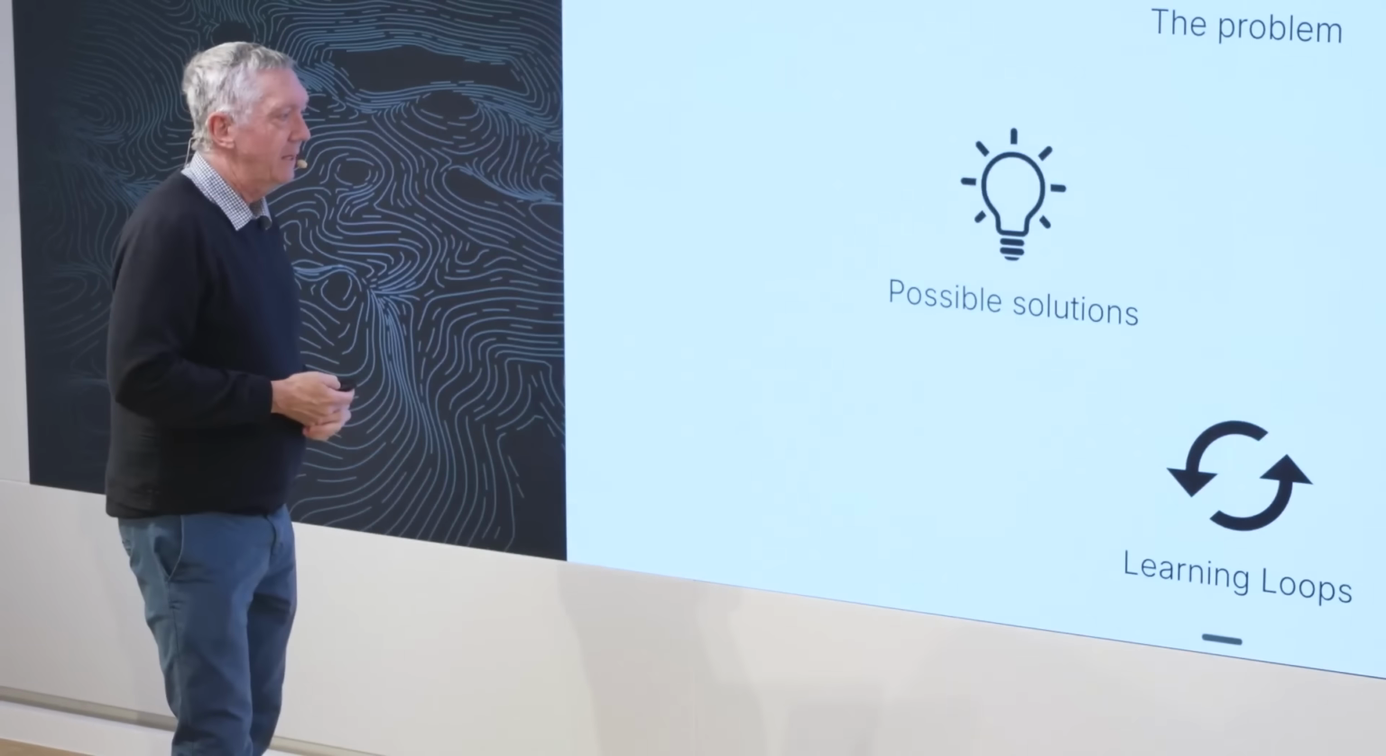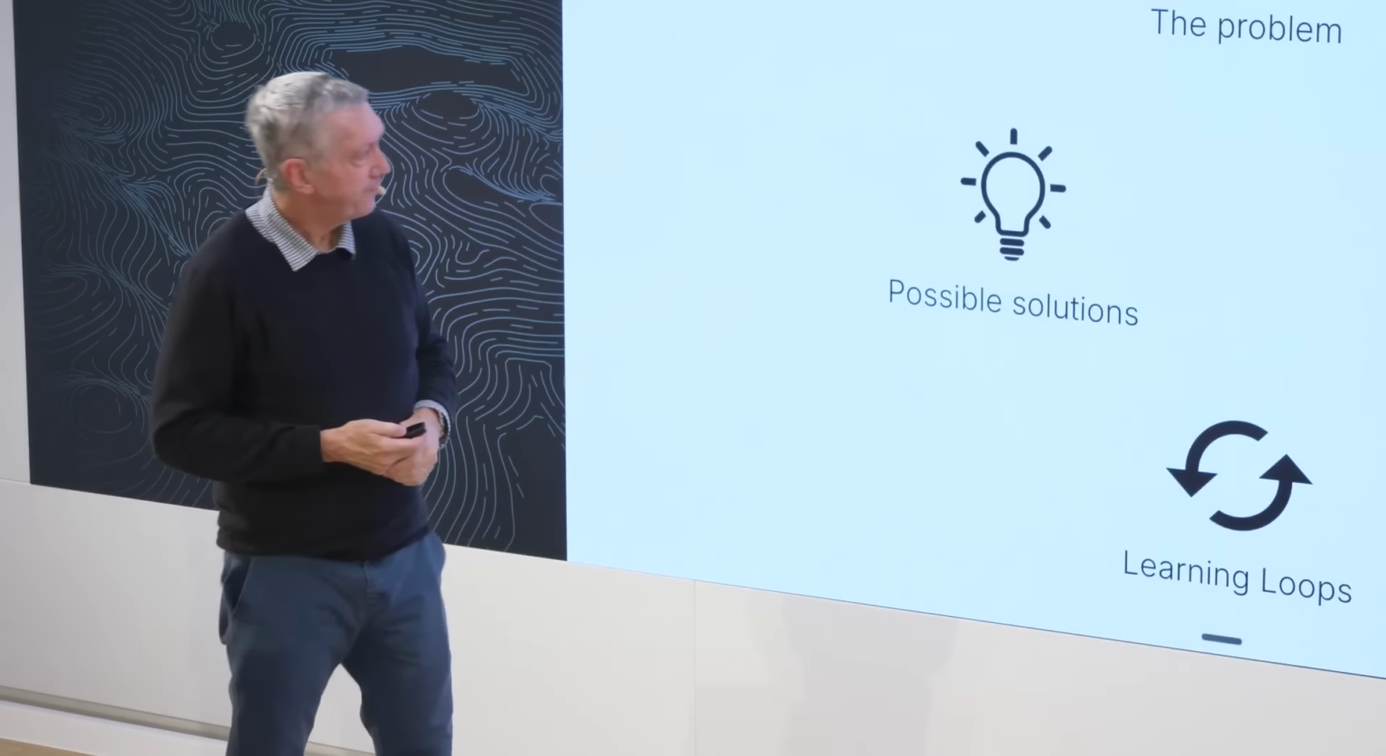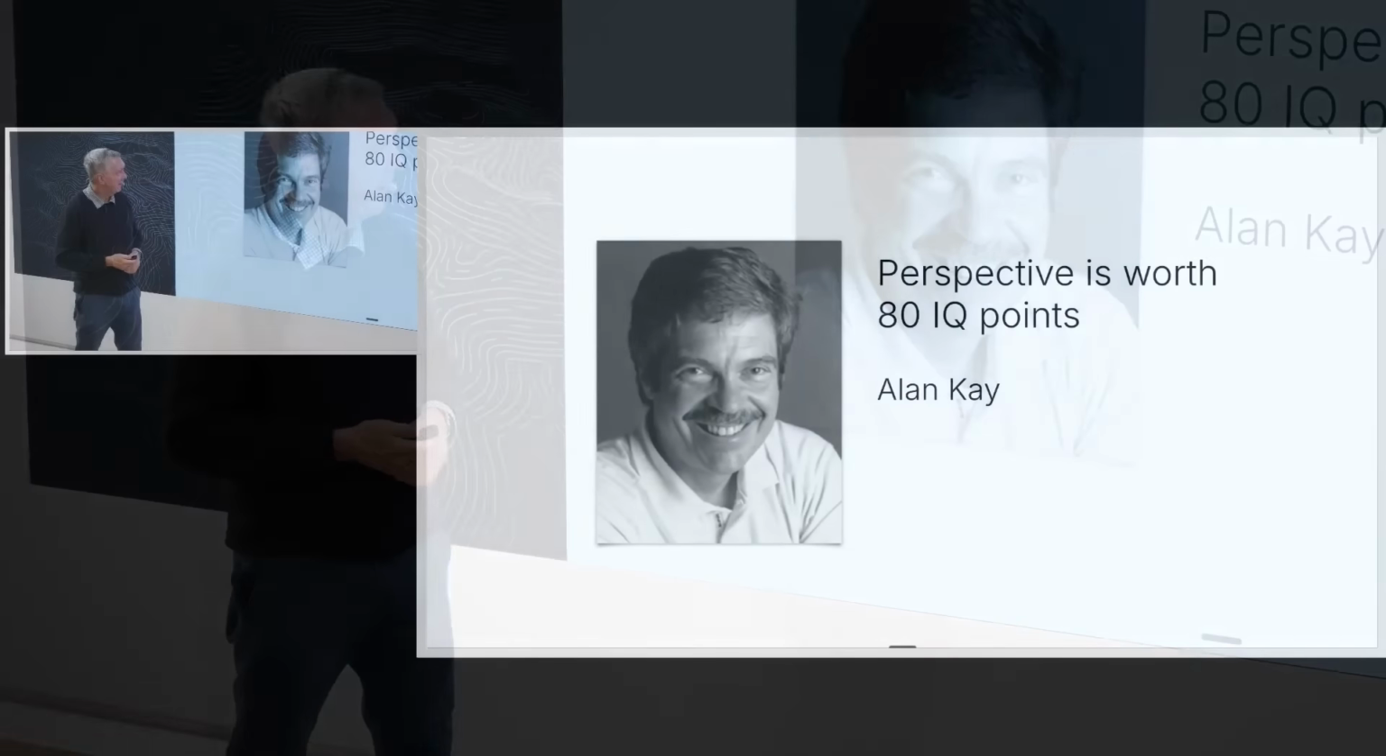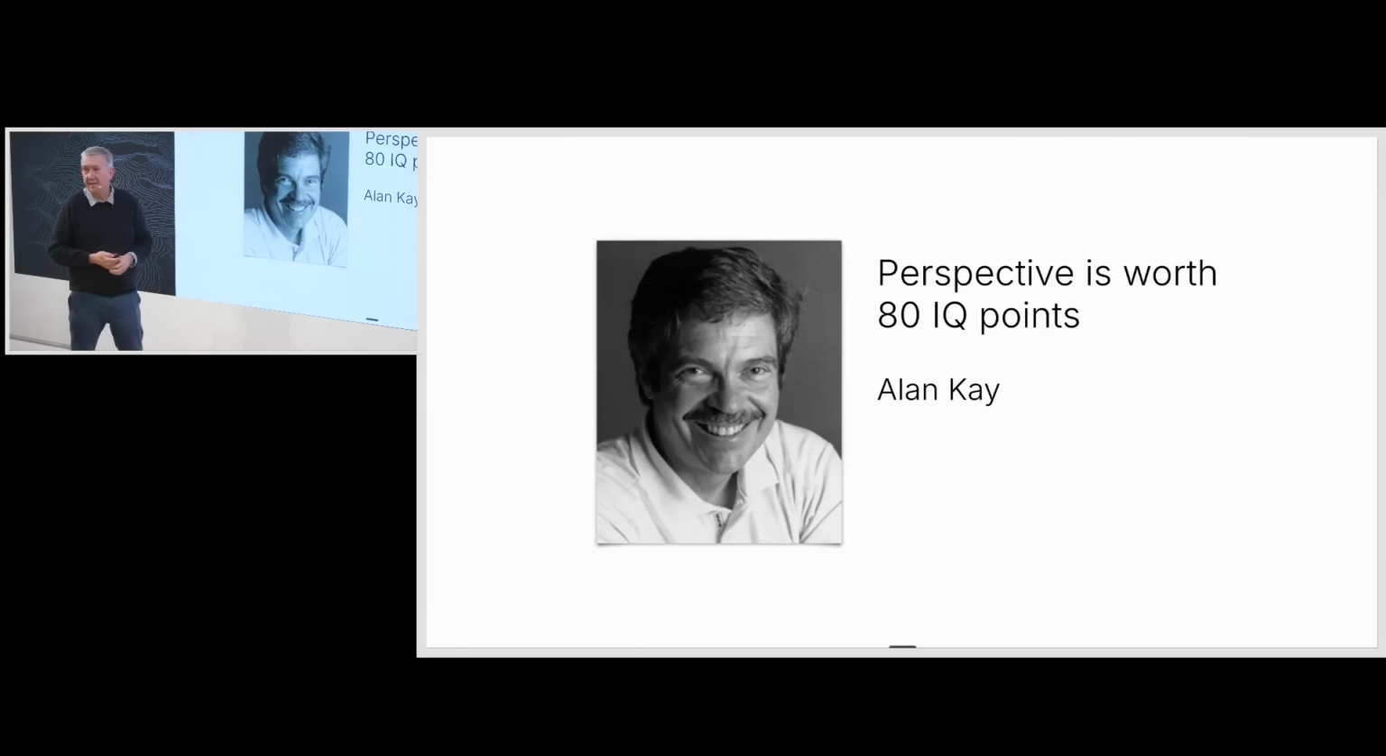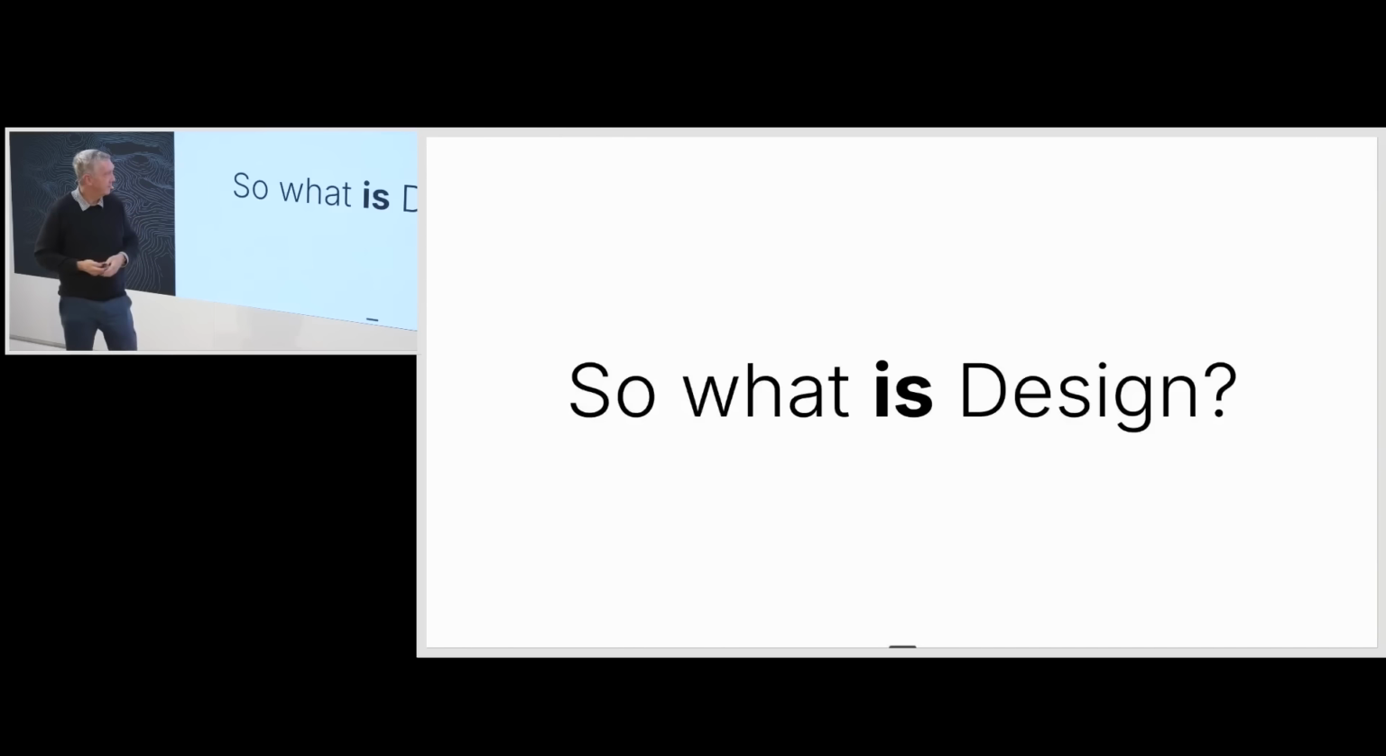That's the problem. Now let's talk about perspective a little bit. I love this quote from Alan Kay that says, perspective is worth 80 IQ points. You're the same person, it's the same world, but when you just understand the problem a little bit better, you're just smarter. And in fact, that's what I think a lot of UX design tries to do. It tries to actually build some perspective.